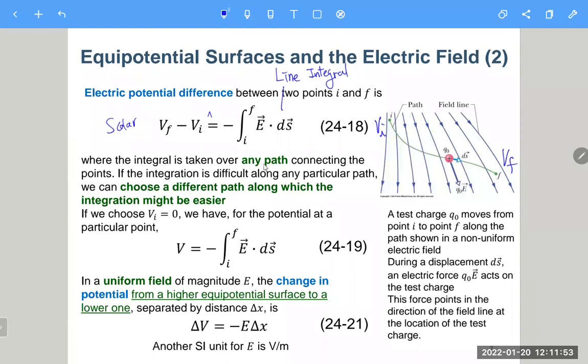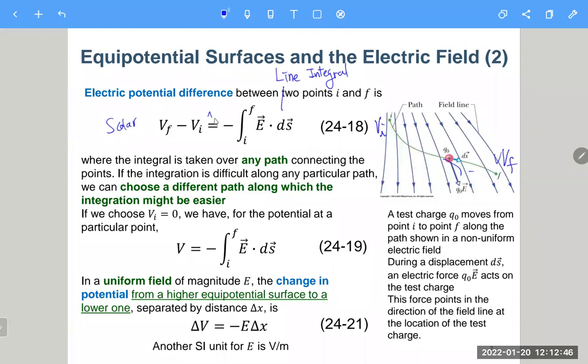The integral is taken over any path connecting the points. If the integration is difficult along any particular path, we can choose a different path along which the integration might be easier. When you try to connect I and F, there are infinitely many paths between them. You can go like this, like this, or like that. Any arbitrary path is okay. But when you really need to calculate this line integral, not every path is as easy to calculate as the others. Maybe only a few of them will be easy. So we need to choose the path carefully to simplify the calculation.